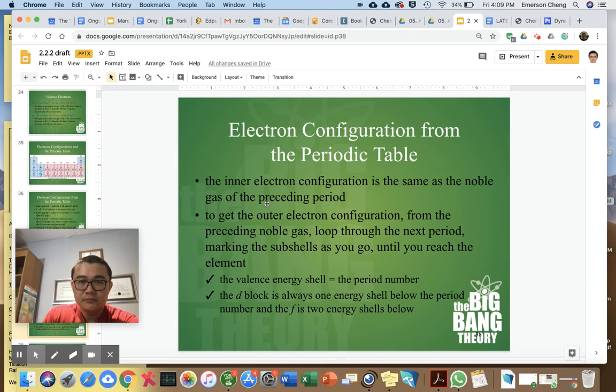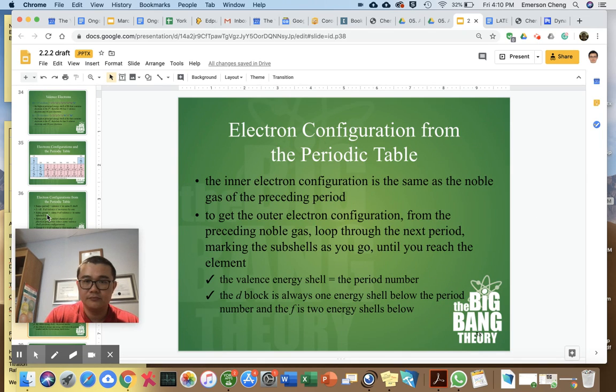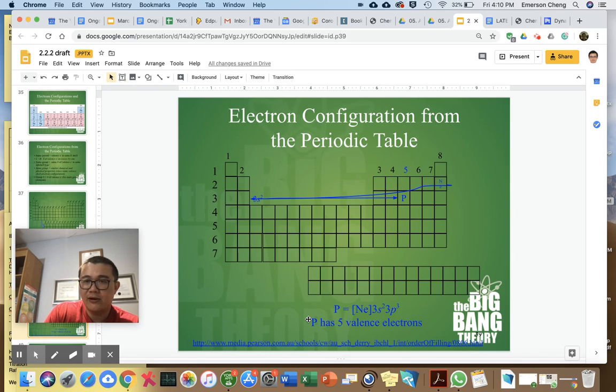So let's see. The configuration is the same as before. To get the outer electron configuration, use the previous one and loop through the next period. So basically, if you don't want to start from scratch, you can always just go to the previous noble gas, and then you draw that way, as in P, D, things like that. The D block is always one energy shell below the period number, and F is two energy shells below. That's just a diagram showing that.